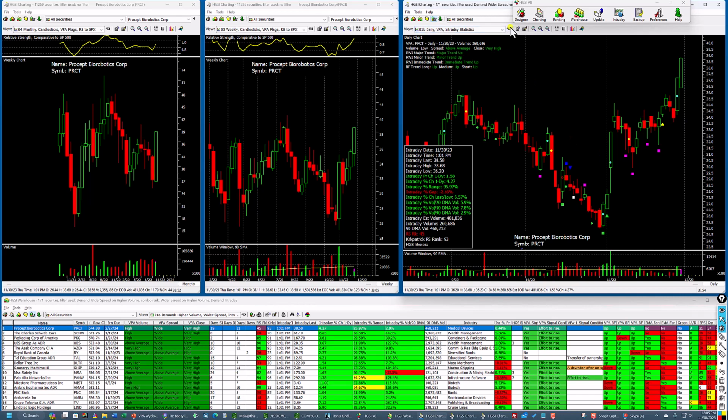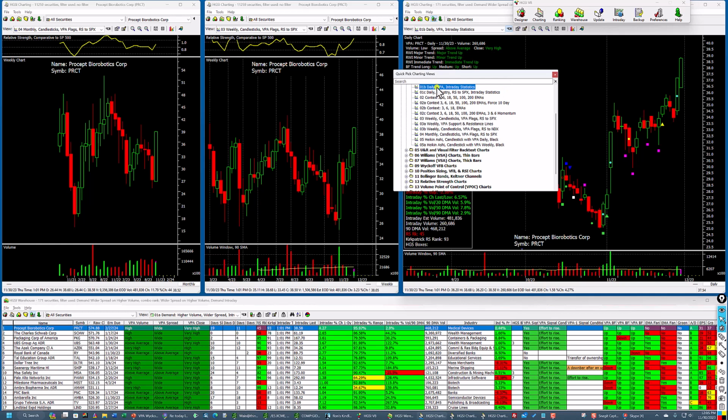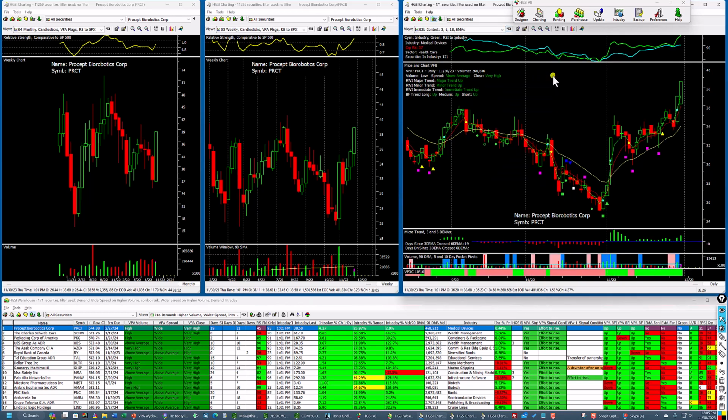Now I'm going to click on this, open my quick pick, and I'm currently on 1B, but I'm going to go down to 2B, which has the 3, 6, and the 18-day exponential moving averages. Also, it has the industry line, which is cyan, and the comparison of this stock to the other stocks in the medical devices. This is moving up sharply, so it's outperforming.